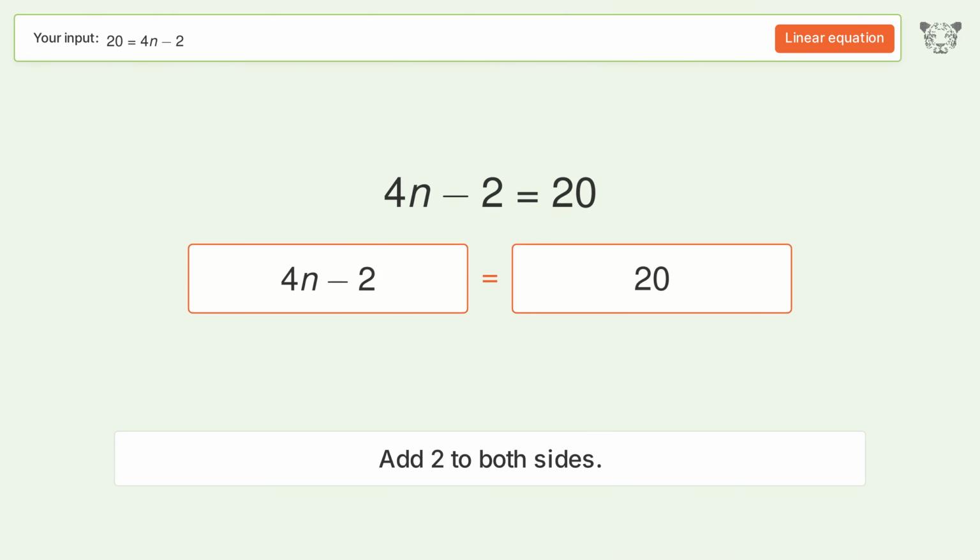The minus 2 keeps 4 times n from standing alone. Add 2 to both sides to remove it. That gives 4 times n equals 22.